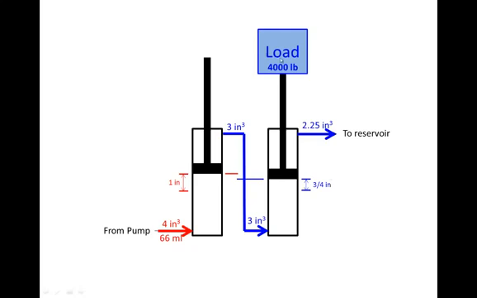So no matter which side the load was on, whether it was on the left or on the right, the cylinder on the left moved faster and the cylinder on the right moved slower. And the speed difference depended on the ratio of the area on the bottom of the piston to the area on the top of the piston. In this case, it was a ratio of 3 to 4, which is why this one moved only 3/4 as fast.